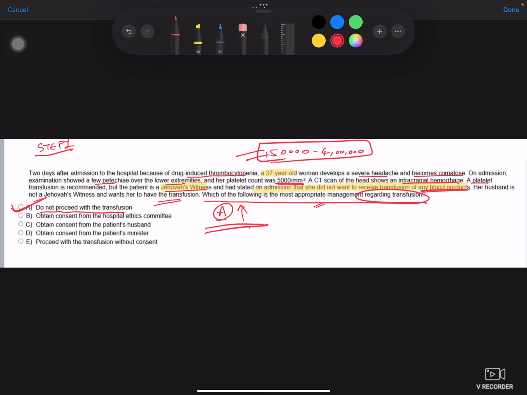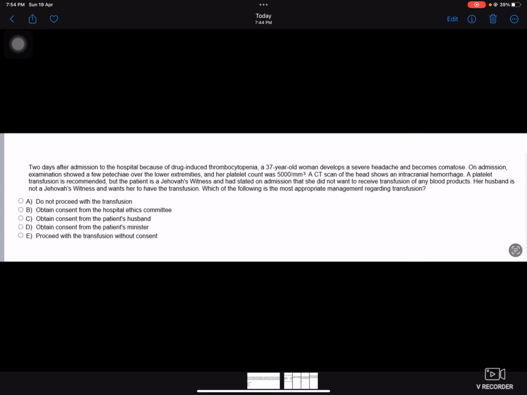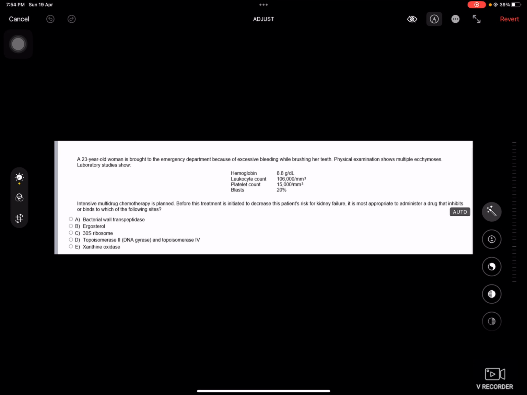Had this patient been, let's say, 15 years, so a minor patient, then the answer was proceed with transfusion. But an adult patient who has clearly stated on admission that she does not want any transfusion, there is no need of a proxy to guide her management. She herself has said this. Answer is A. Next question.